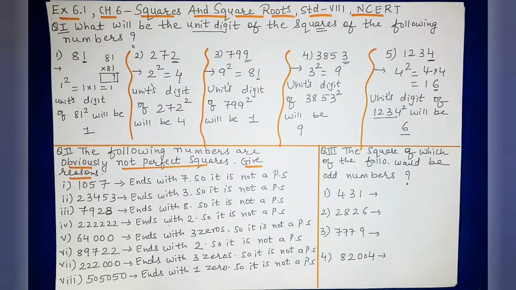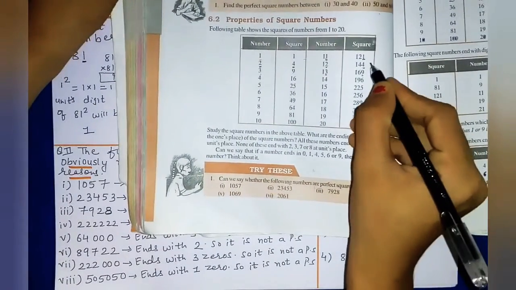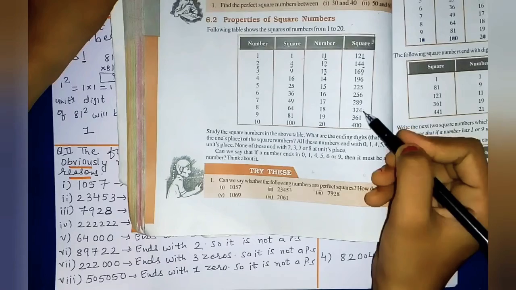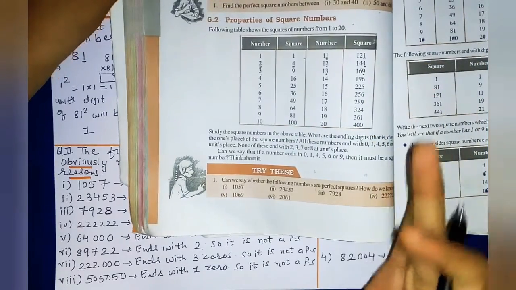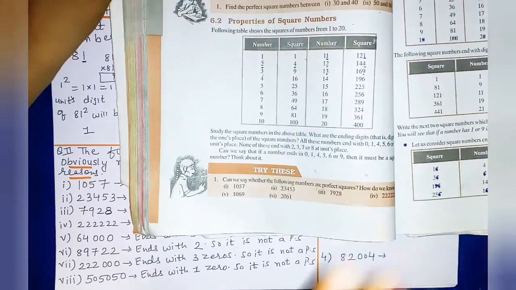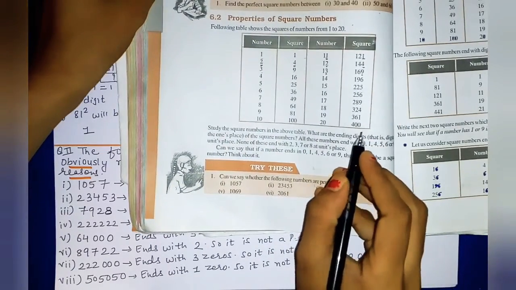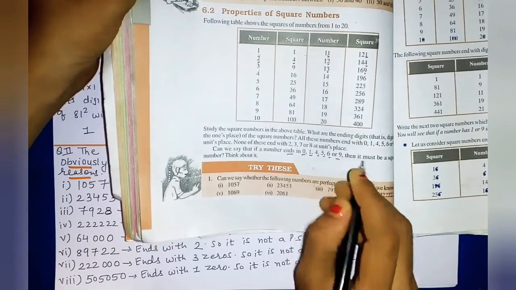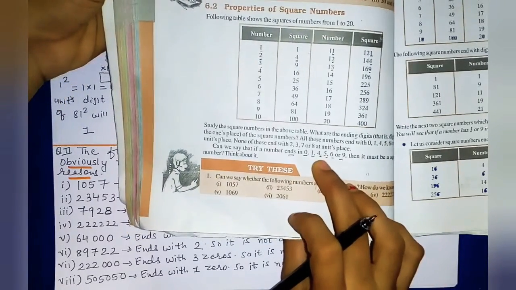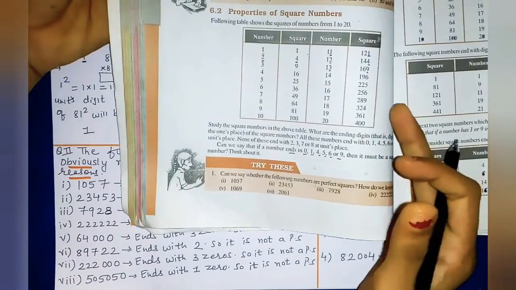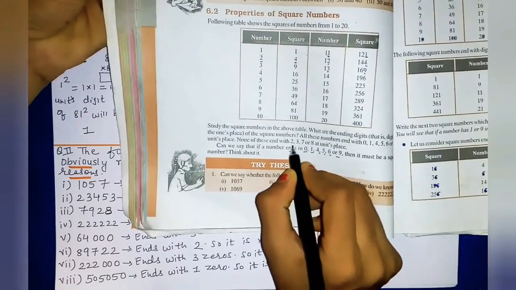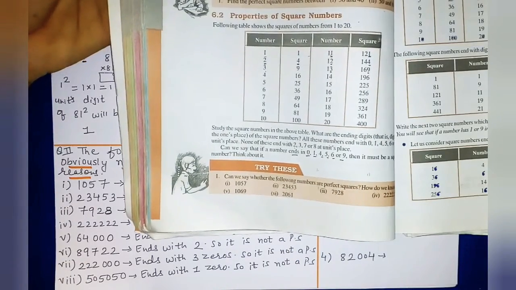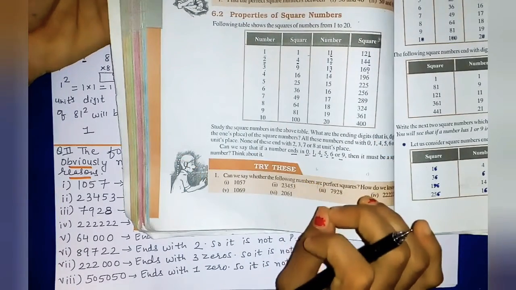Again, coming back to the properties, we know that the last digit of any square number is 1, 4, 9, 6, 5, then again 6, 9, 4, 1, 0. So these are the last digits of square numbers. The property is that a square number always ends with 0, 1, 4, 5, 6 or 9. But if the last digit is 2, 3, 7 or 8, then they are not square numbers.